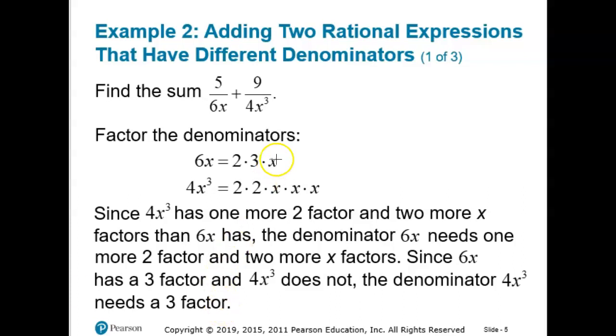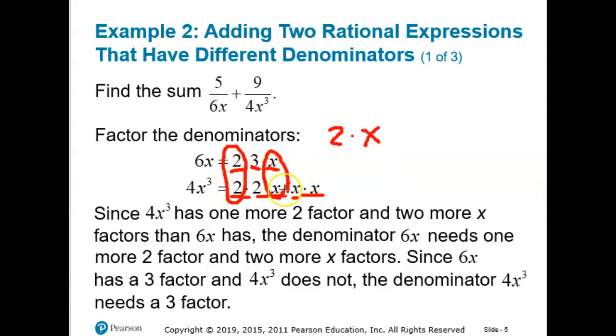If we look at 6x, we can break that down into 2 times 3 times x. You want prime numbers and the variables spread out as much as possible. So now 4x cubed is 2 times 2 times x times x times x. And now we can start to find what is common. We know that we need at least one of these 2's and one of these x's, and those are in common, so we do not want to duplicate those. So we need a 2 and an x for sure.